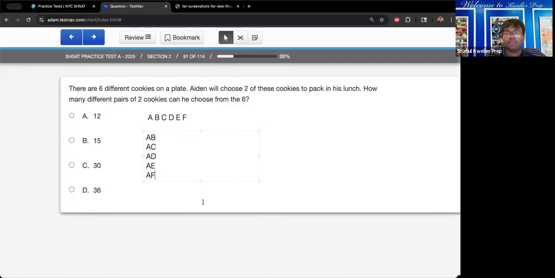So this is one pair with all the A's. And then once we finish the A's, we do B, C, B, D, B, E, B, F. So all the B's. Why does it keep getting smaller? Because we already did the pairs with the A's and the B's, so we can't really use them anymore. C, D, C, E, C, F, D, E, D, F, and then E, F. If you add this up, it should be 15, so the answer should just be B.